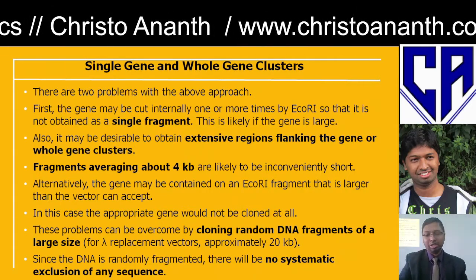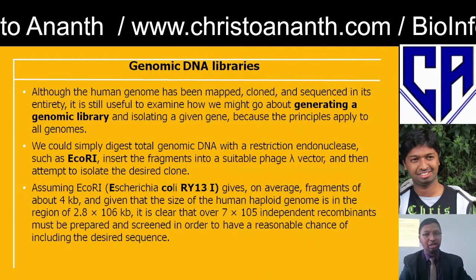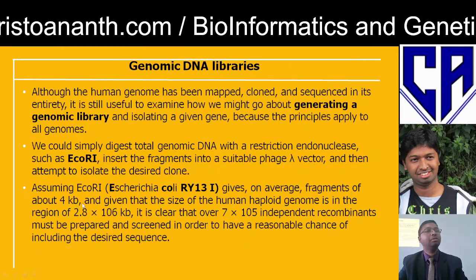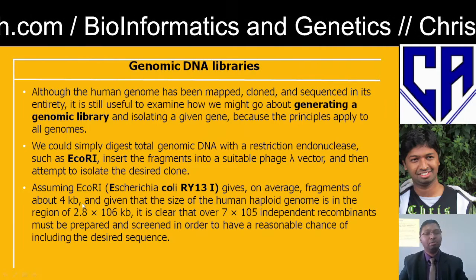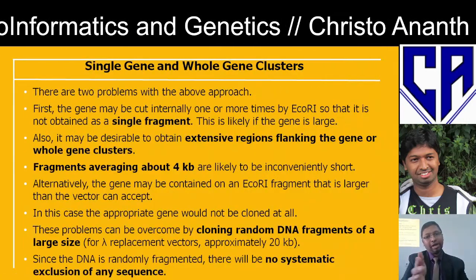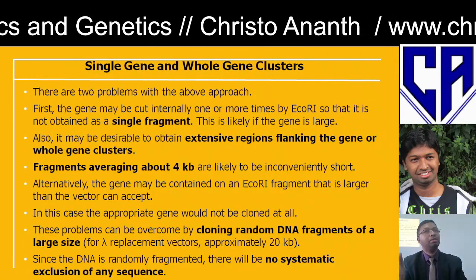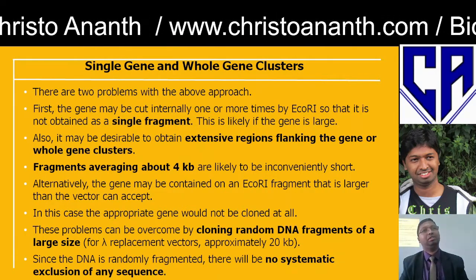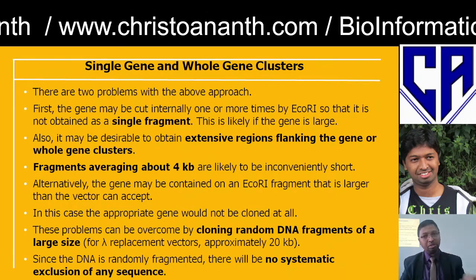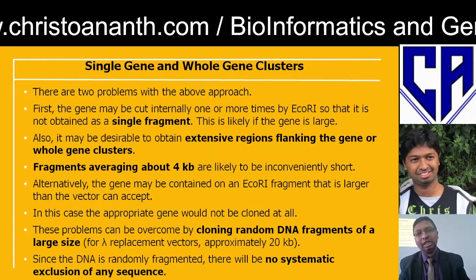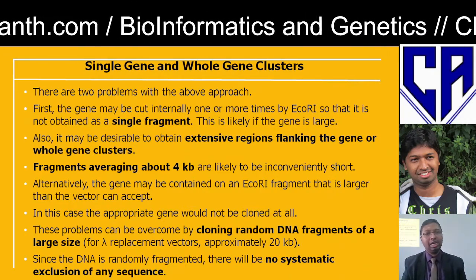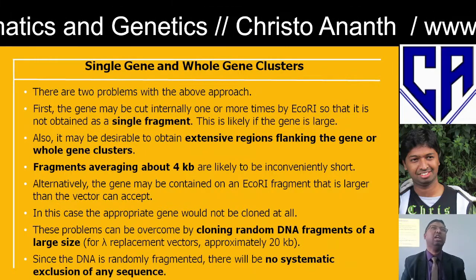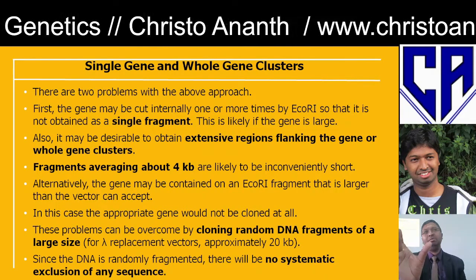For this, as I told you in the previous slide, the fragments are about 4 kb in size, averaging about 4 kb. In this case, for a whole gene cluster, that is actually very short. The gene may be contained on an EcoRI fragment that is larger than the vector, so in this case the appropriate gene cannot be cloned. Only if it is small.